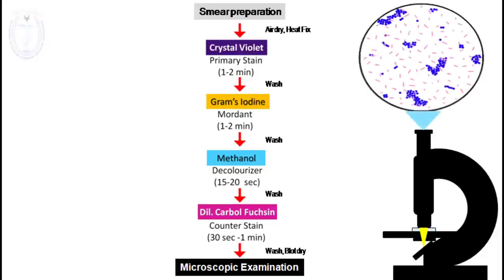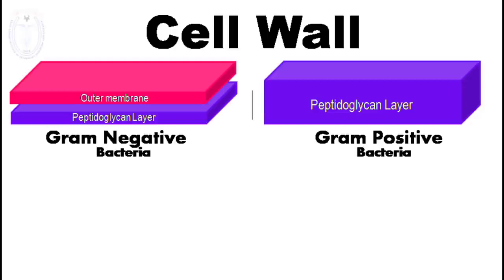The color difference in staining is due to the difference in their cell wall constituents. The gram-positive bacteria have the thick peptidoglycan layer, but the gram-negative bacteria have the thin peptidoglycan layer. And in addition, the gram-negative bacteria have another layer, the outer membrane, which is rich in the lipid content.